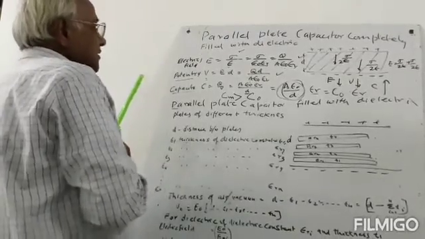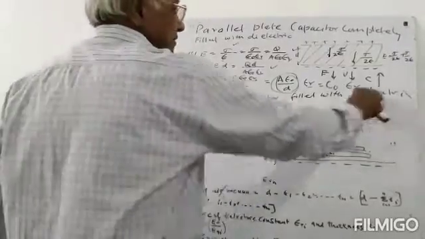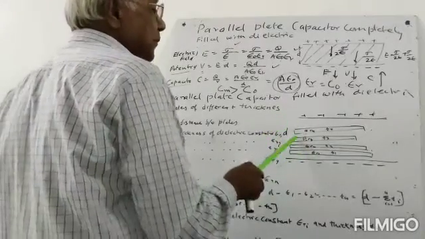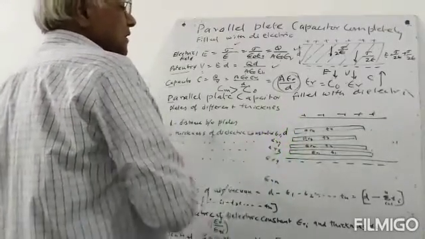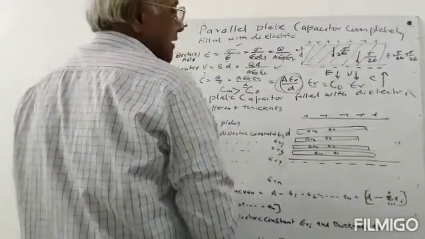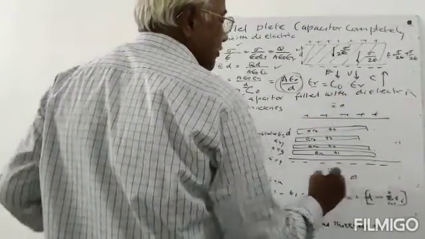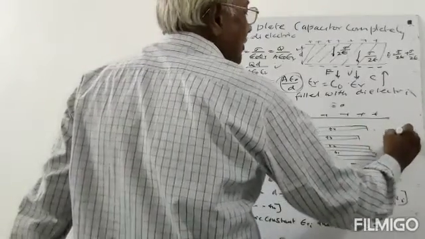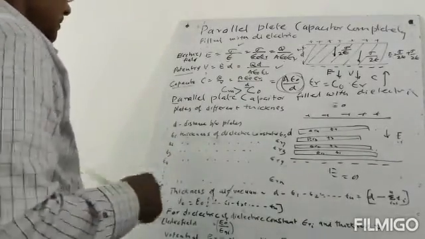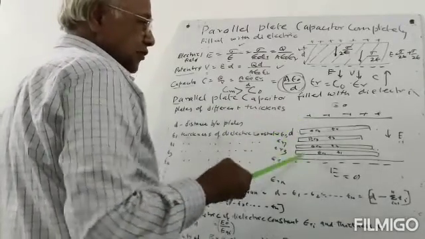Now we take the second case of the parallel plate condenser, when a large number of plates of different thickness and of different dielectric constants are placed in between. So this is the positive plate and this is the negative plate. The electrical field outside will be equal to 0, as I told earlier. The electrical field will exist only in between the plates. Suppose d is the distance between these two plates.